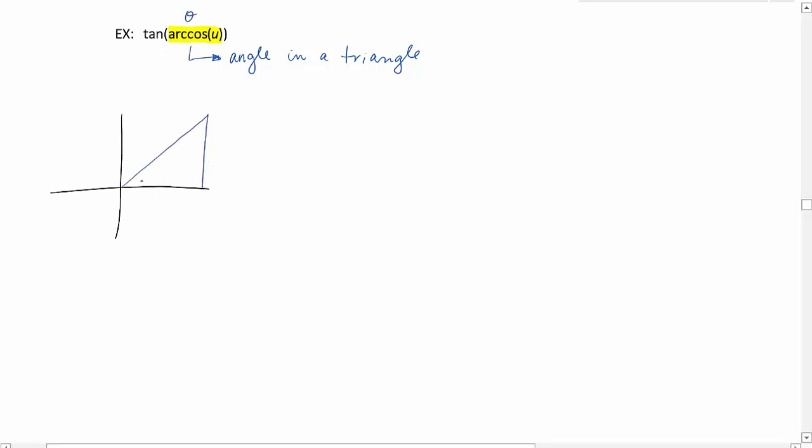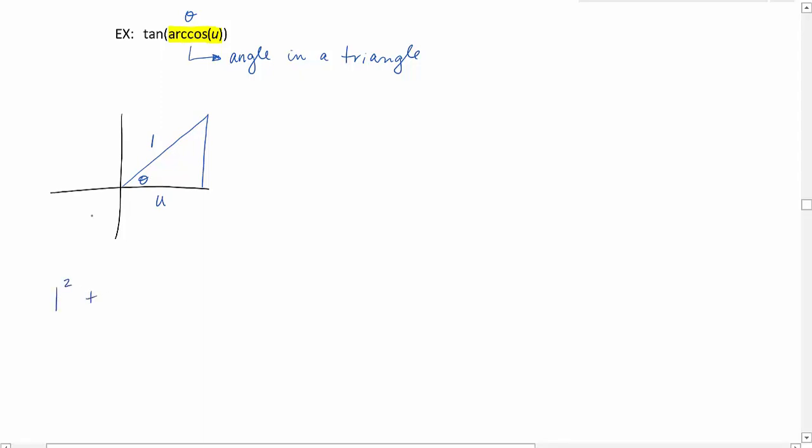So this will be like some angle theta. Cosine is equal to u. We know that cosine is adjacent over hypotenuse, so that's going to have to be a u here and a 1 on the hypotenuse. It's the only way I can get u when I simplify. We need tangent of this triangle, and tangent requires the opposite side as well as the adjacent side, so we're going to have to find that third side, and we're going to use Pythagorean theorem to do that.